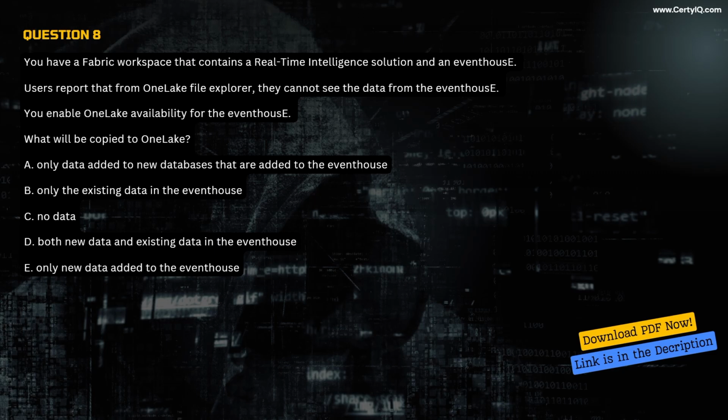Users report that from OneLake File Explorer, they cannot see the data from the event-to-see. You enable OneLake availability for the event-to-see. What will be copied to OneLake? A. Only data added to new databases that are added to the event house. B. Only the existing data in the event house. C. No data. D. Both new data and existing data in the event house.